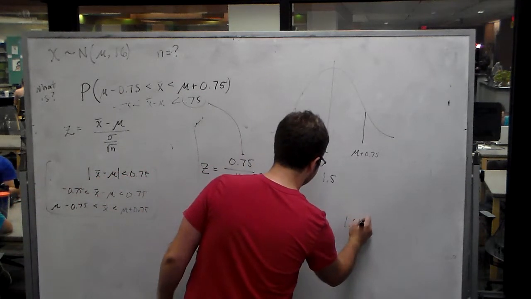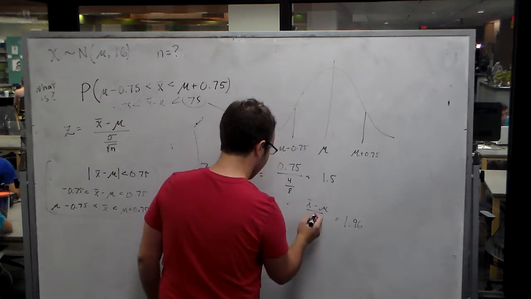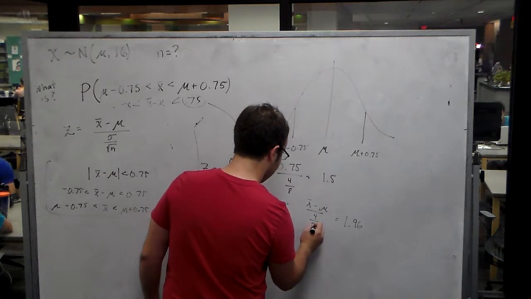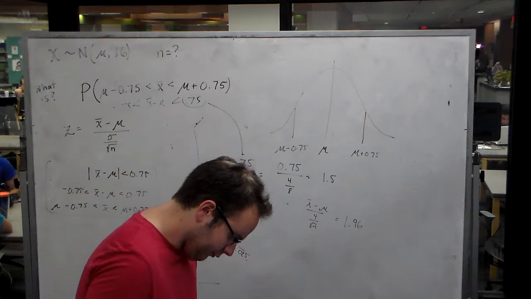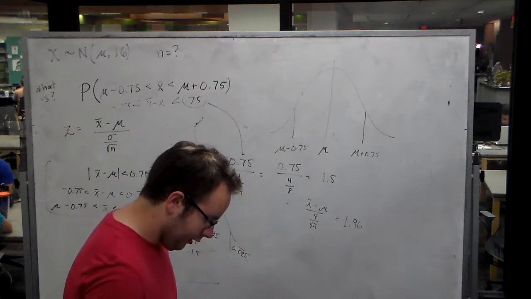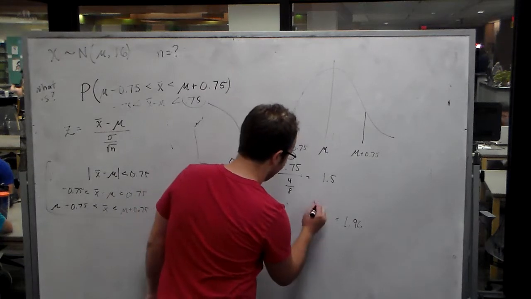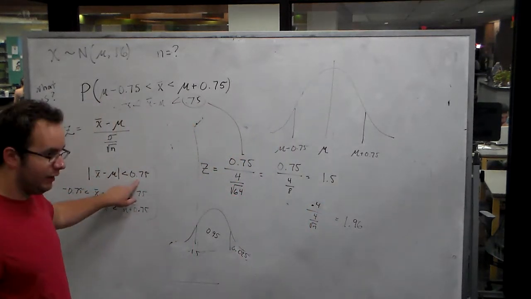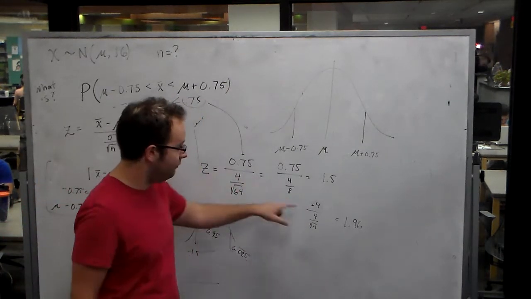We have 1.96 equals x bar minus mu over sigma over the square root of n. Sigma we know is again 4. We don't know the sample size. We want the difference to be, how large would the sample be in order to be required with probability 0.95 that the sample mean would be within 0.4. So we're not using 0.75 this time as part A said. It wants the deviation between x bar and mu to be 0.4.